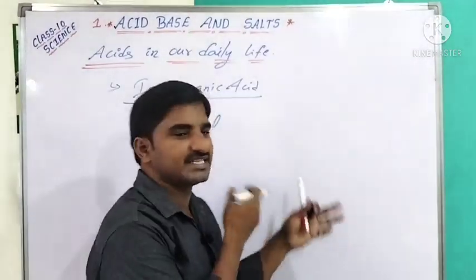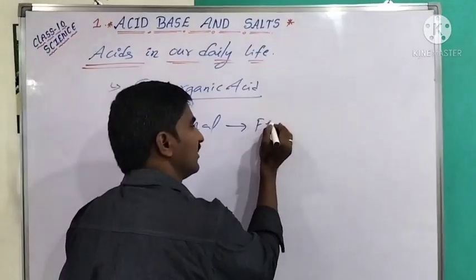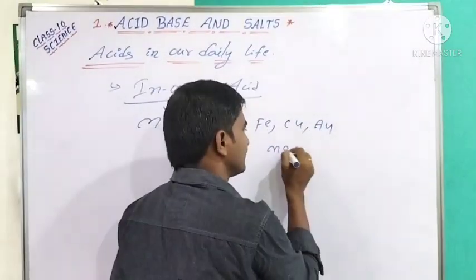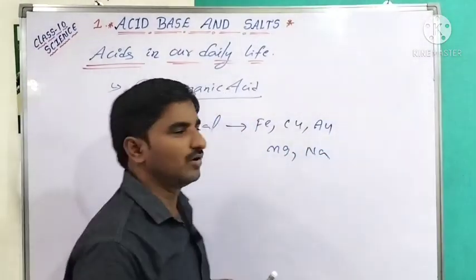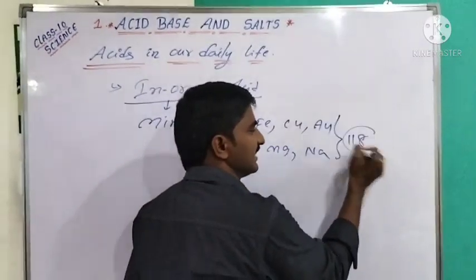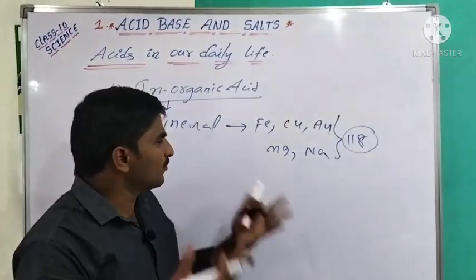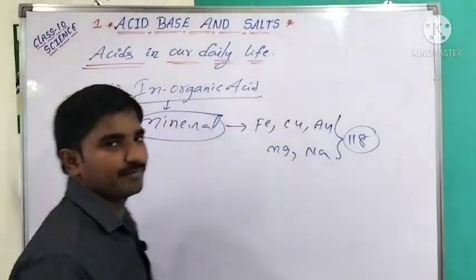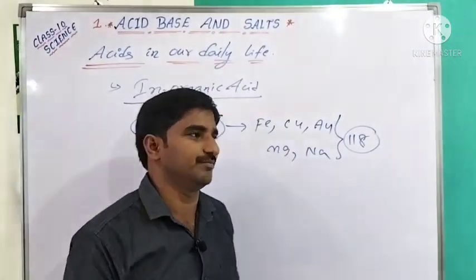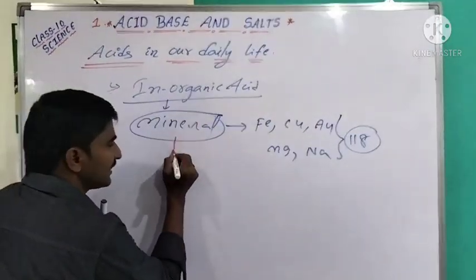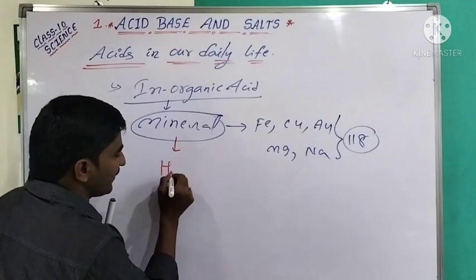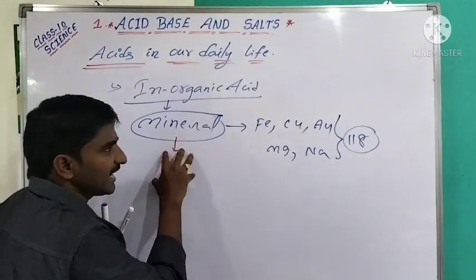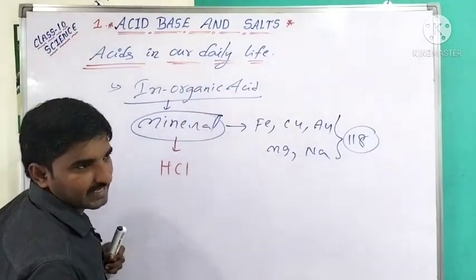Minerals are nothing but combinations of atoms, combinations of elements present in the earth's crust. For example, iron, copper, gold, magnesium, sodium. These are elements. Right now there are 118 elements, and many are available in the earth's crust in mineral form. Hydrogen and chlorine combine to form hydrochloric acid, one of the inorganic acids.